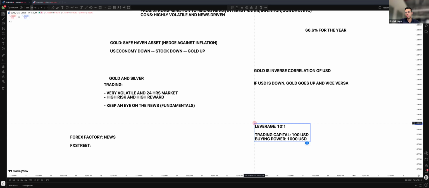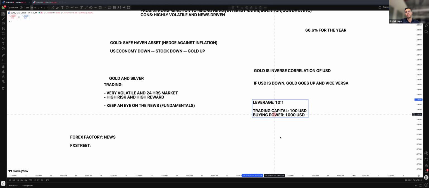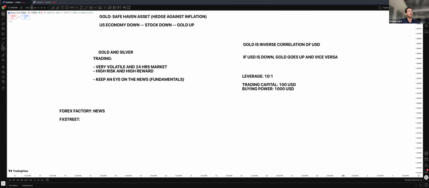What was the leverage for stocks? 4 to 1. For commodities, it is about 10 to 1 or 20 to 1, depending on the broker. But it is about 10 to 1 for commodities. The best leverage, I agree, Sufyan. This is the best leverage to trade when it comes to commodities.